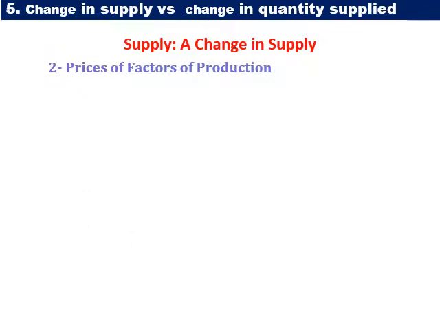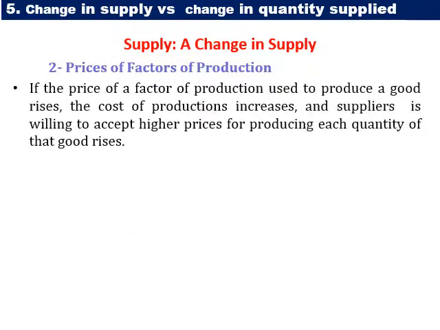The second factor that will lead to a change in the supply is the prices of factors of production. So if the prices of factors of production used to produce a good increase, then the cost of production increases as well, which will lead to a reduction in the supply. For example, if wages or interest rate increase, then the cost of production of the good will increase, and the supply of this good will decrease, and the supply curve will shift to the left.